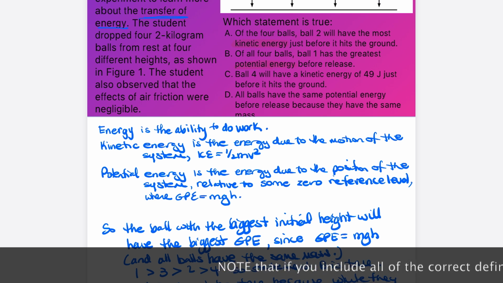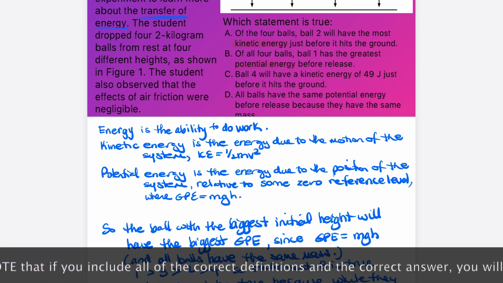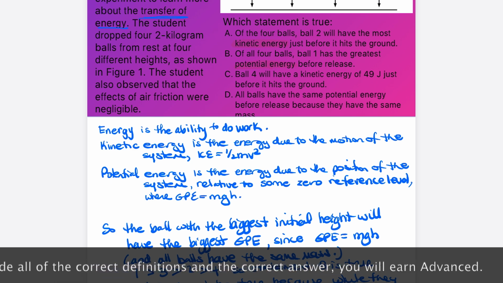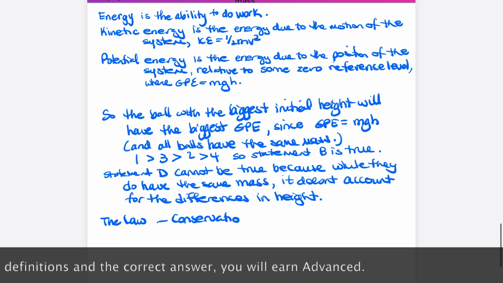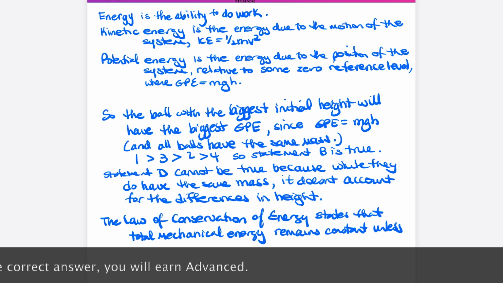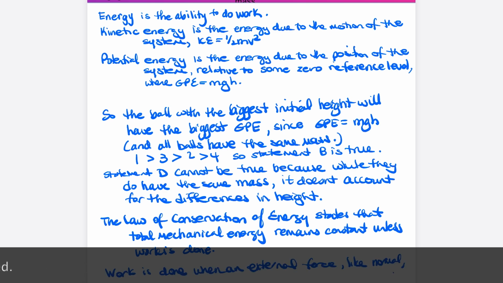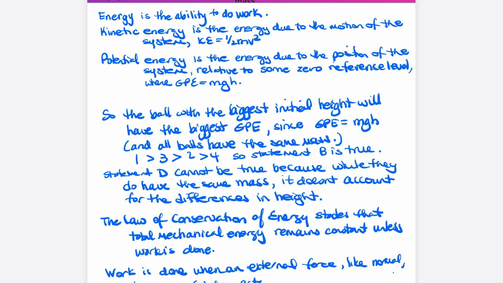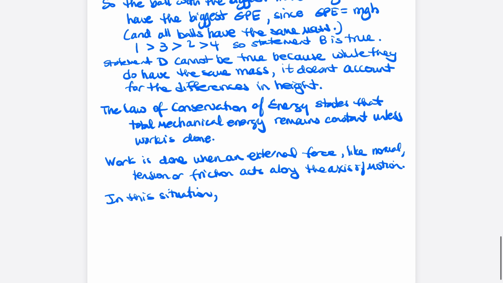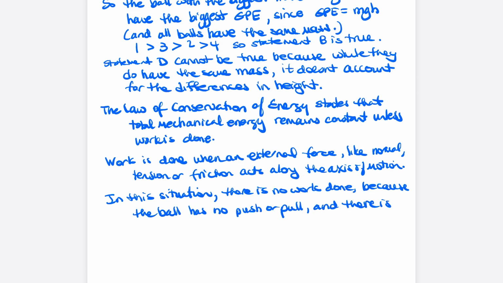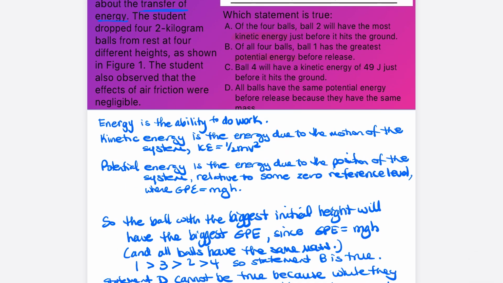I didn't do these in any particular order, but statement D cannot be true because while the balls have the same mass, it doesn't account for the differences in height. That's kind of related. So then you can talk about the law of conservation of energy, which states that total mechanical energy remains constant unless work is done. I also know that work is done when an external force, like normal, tension, or friction, acts along the axis of motion. In this situation, there's no work done because the ball has no pushing or pulling acting on it, right? And there is no air resistance as stated in the problem up here.